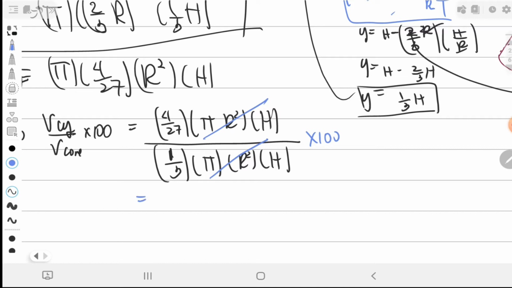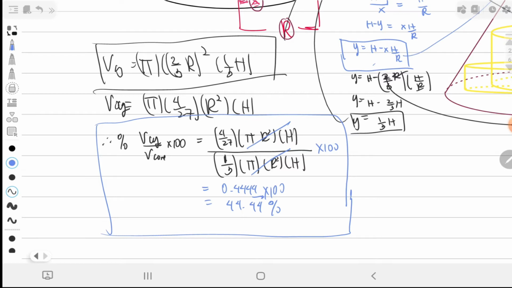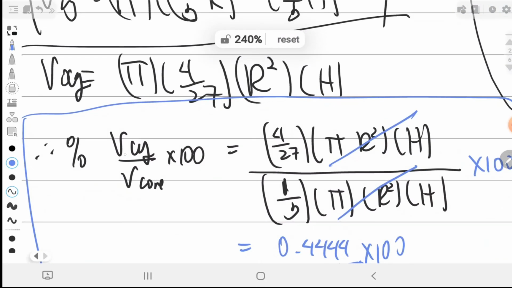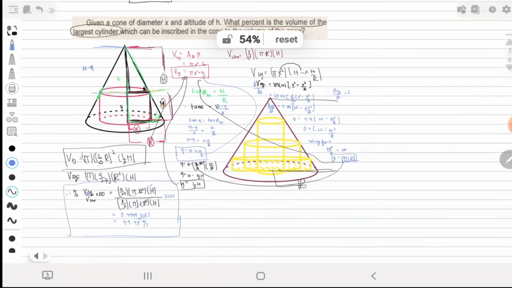So, we'll have a value equal to 4/27 multiplied by 3. Okay? So, I will have 0.44 multiplied by 100. So, I will have a value equal to 44.44%. So, that is the answer: the percentage of the maximum volume of our cylinder to our cone. Okay?